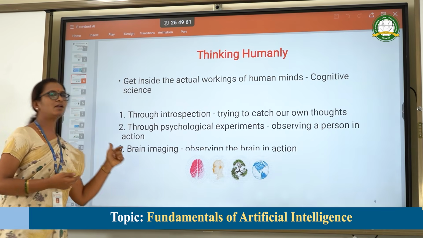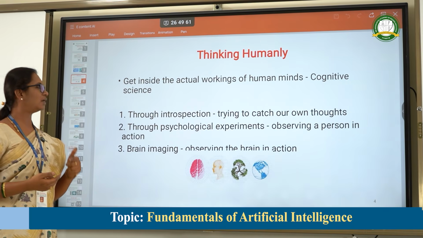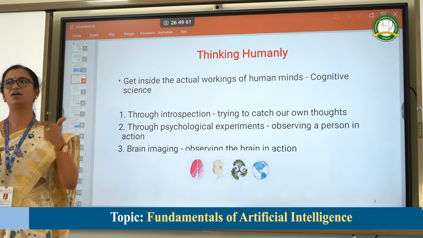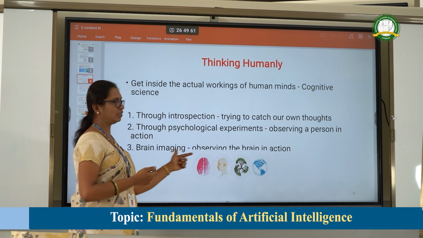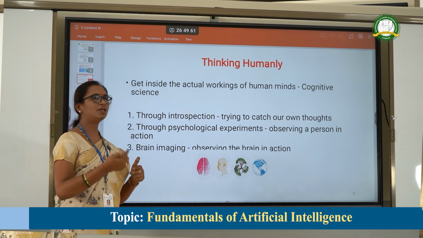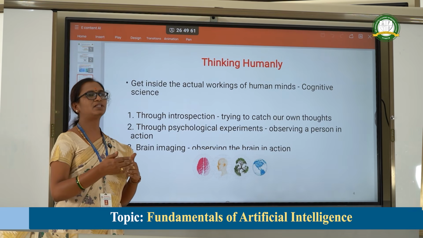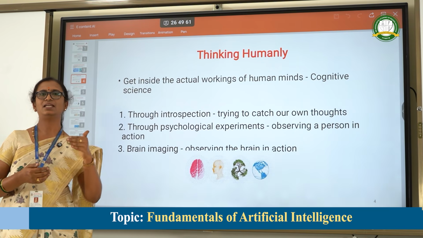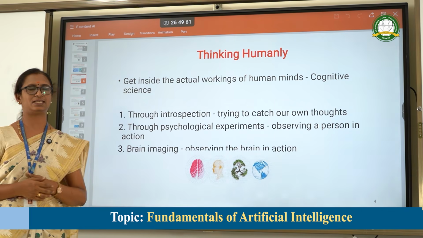And also there are many psychological experiments done to observe how a person in action behaves to different instincts or different scenarios. Now also through brain imaging. Brain imaging is observing the human brain in action. Maybe somebody who is acting very ferociously, if brain imaging at that instant is done, thereby we know how exactly the brain is working or how it is coordinating with the different instincts.